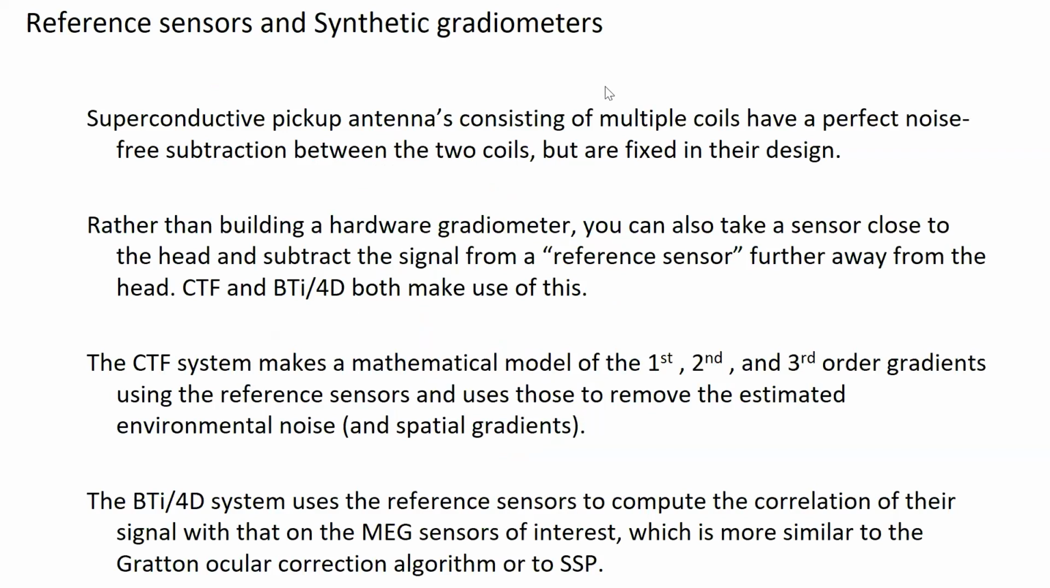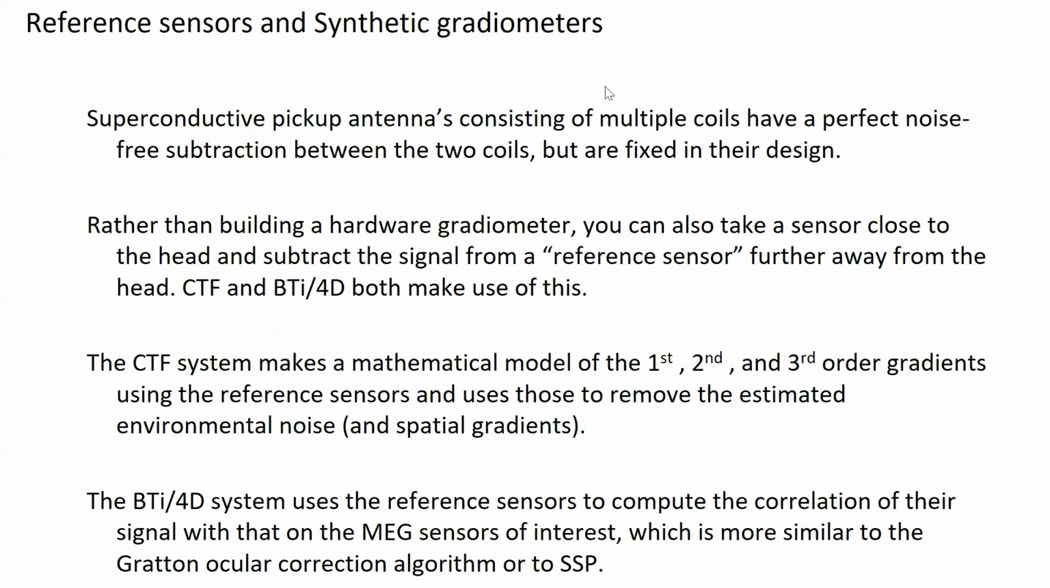Looking at reference sensors and synthetic gradiometers, with the SQUID we have these superconductive pickup antennas, and we can make sensors such that they consist of multiple coils. Since superconductivity really has no resistance at all, these superconductive coils have perfect noise-free subtraction between the two coils. It's perfect in the sense that these coils have exactly the same size, and with the planar gradiometers from Neuromag, with this thin film technology, these coils can be very accurately calibrated, so the suppression is really very good. But the disadvantage is that these are fixed in their design.